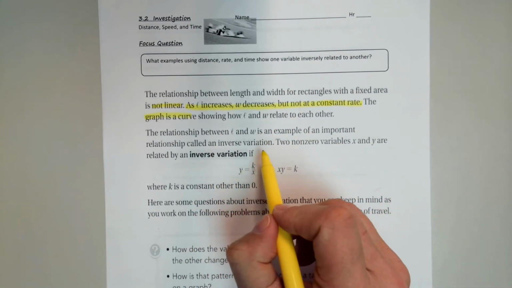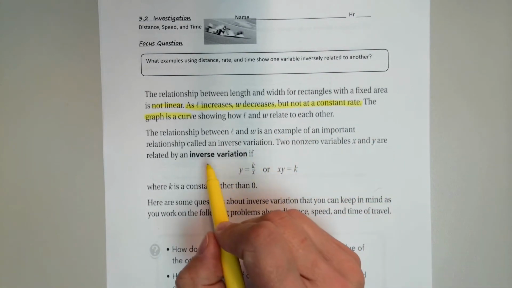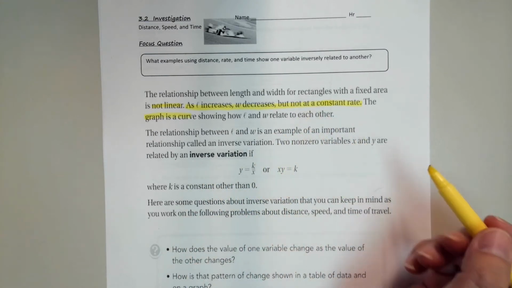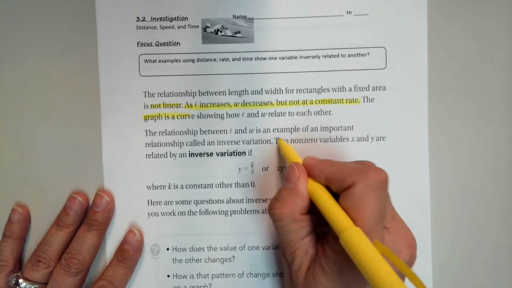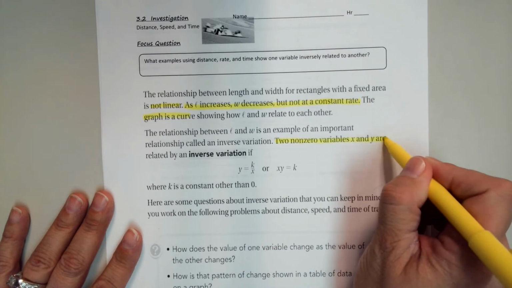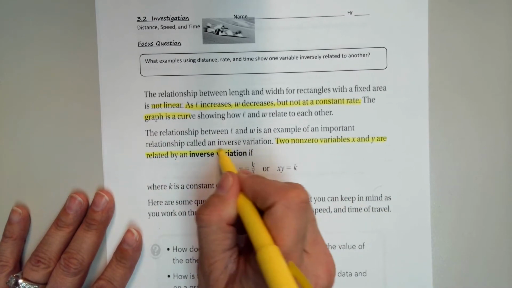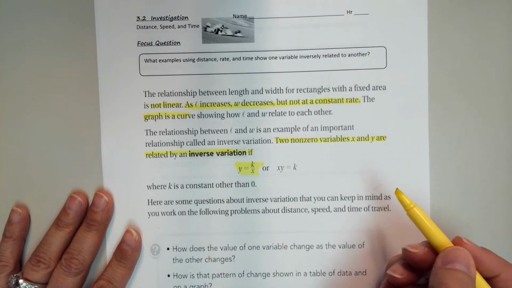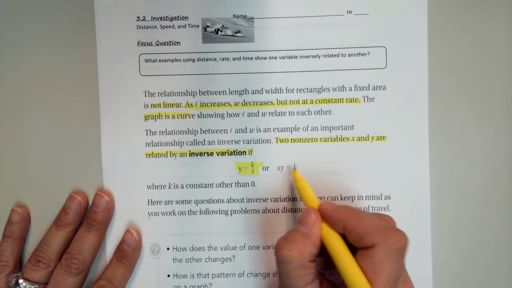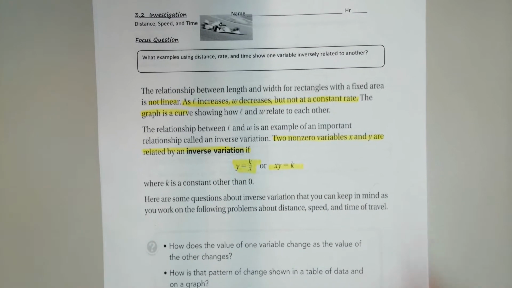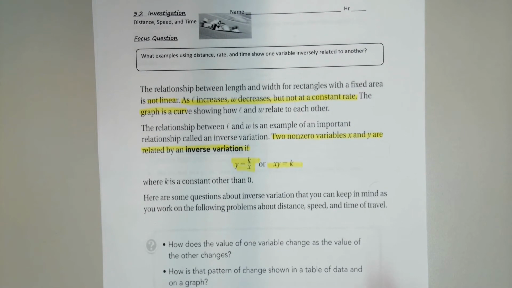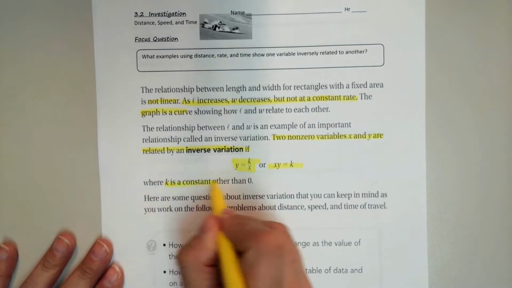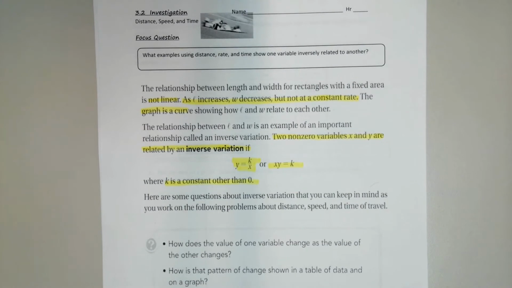The relationship between length and width is an example of an important relation called inverse variation. Two non-zero variables, x and y, are related by inverse variation if y is equal to k, the constant, divided by x, or your x times your y values is equal to k, and k is a constant other than 0.